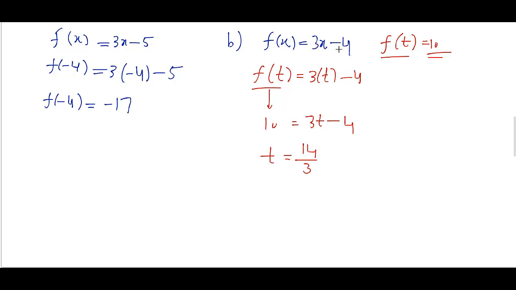Sorry, this function is 3x minus 5, so it is minus 5. Let me correct this. Minus 5 and minus 5. Now if we solve this, it will become plus 15, and 15 divided by 3 is 5. So t is 5.